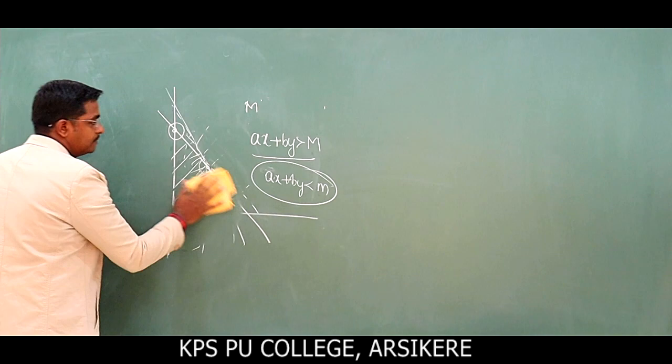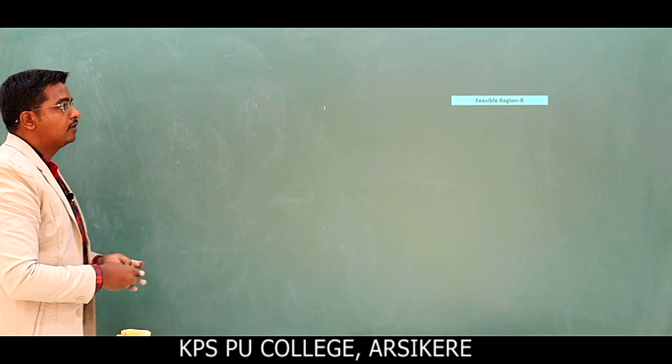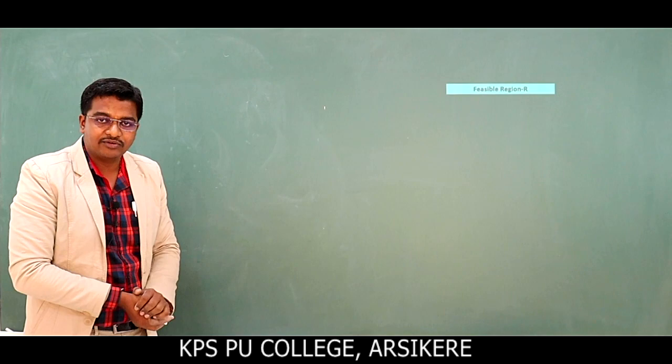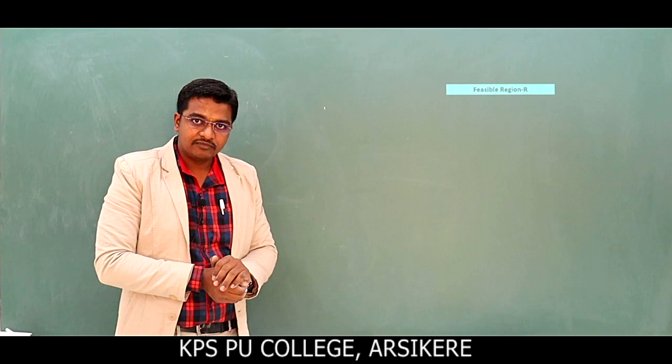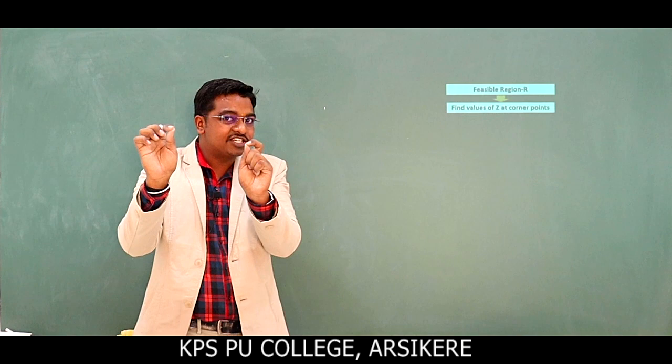First and foremost step is here. Please zoom in. Okay, first step is finding the feasible region. Using the given linear inequalities, first you have to find out the feasible region. Second step, find the value of z, that is your objective function.